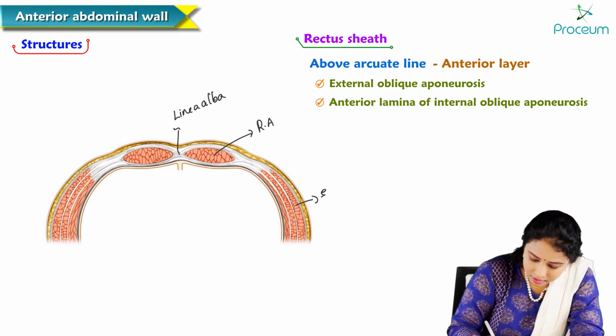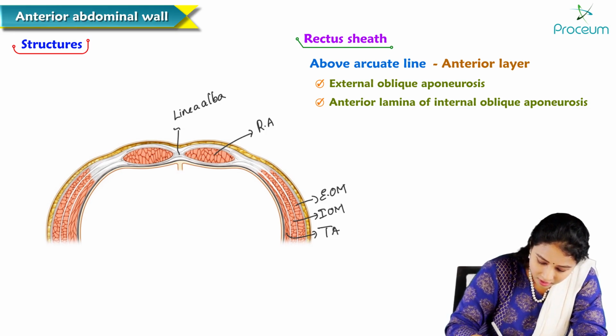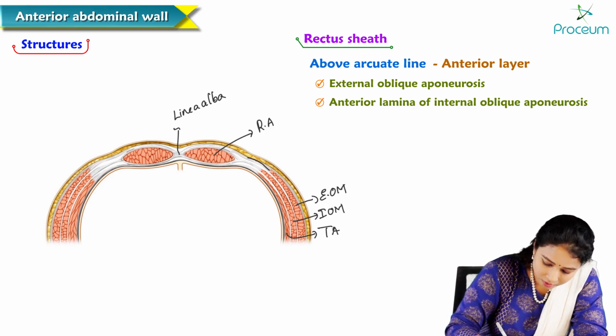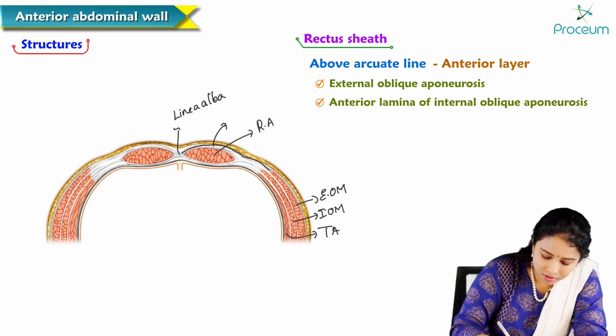This is the external oblique muscle, internal oblique muscle and transversus abdominis muscle. If we trace the external oblique muscle, the aponeurosis of the external oblique muscle continues as the anterior wall of the rectus sheath. So this is the anterior wall of the rectus sheath.